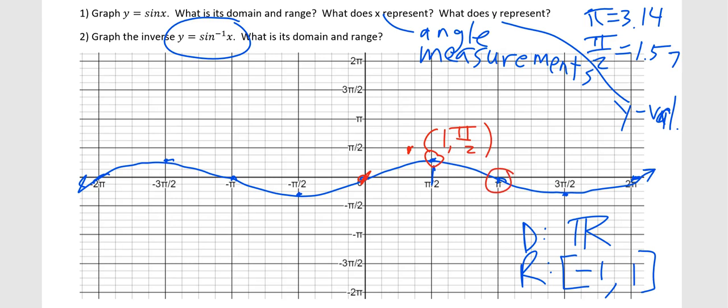So what happens to the point pi, comma 0? 0, comma pi, right there, folks.